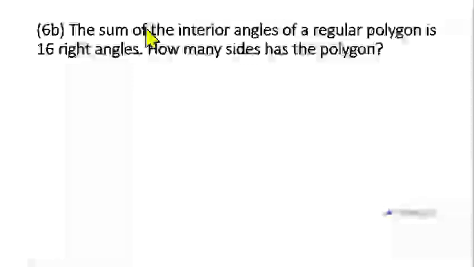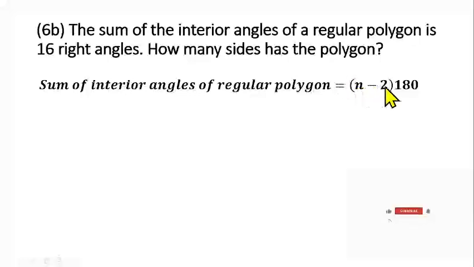Question number 6b is from the polygon. That's plane geometry. We are told that the sum of the interior angles of a regular polygon is 16 right angles. How many sides has the polygon? So we know that the sum of the interior angles of a regular polygon will be (n minus 2) multiplied by 180 degrees. So that means this is equal to 16 right angles. And what is 16 right angles? 16 right angles is 16 times 90, because a right angle is 90.